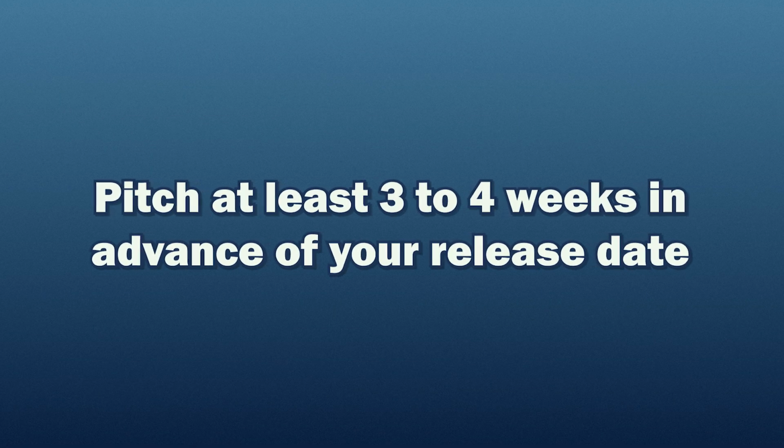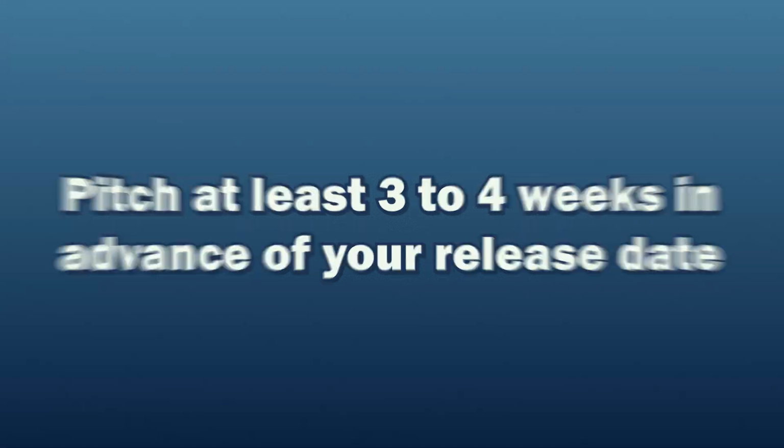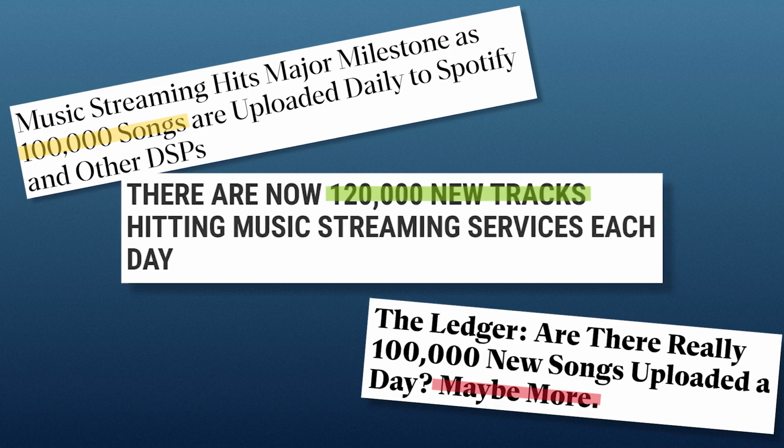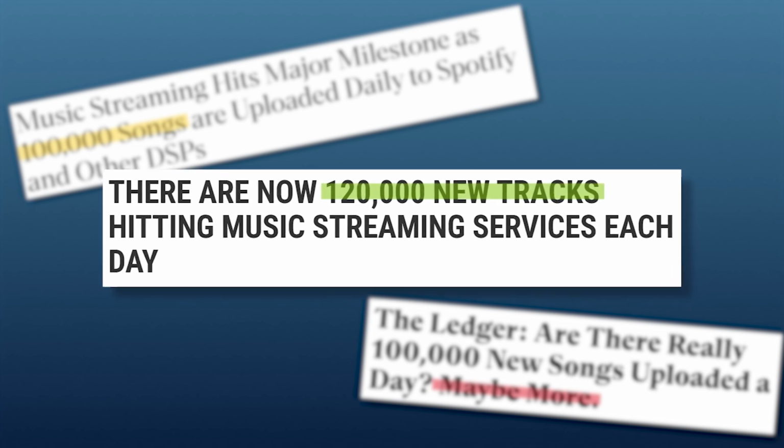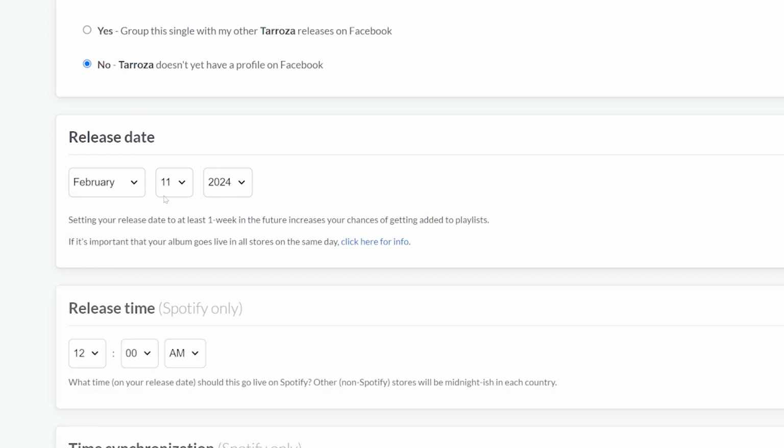And third, you want to pitch your song 3 to 4 weeks in advance of your release date. Apparently this is because it gives the Spotify editorial team enough time to actually listen to your song. And that makes sense. Apparently 100,000 songs are released onto Spotify every day. So even if a fraction of those songs are pitched to Spotify, that's still a crap load of music to go through. To be able to set a release date, you're gonna have to do that when you upload your music through your music distributor.